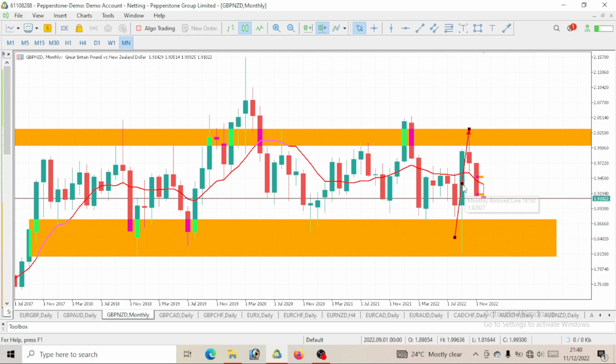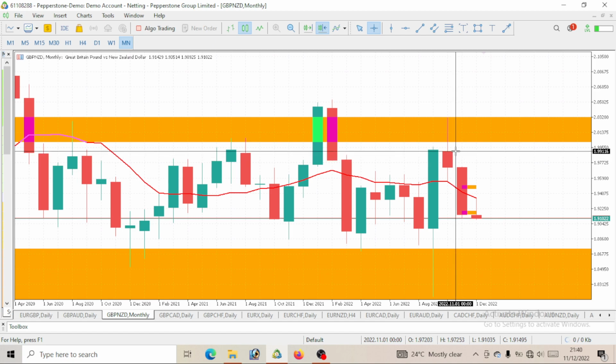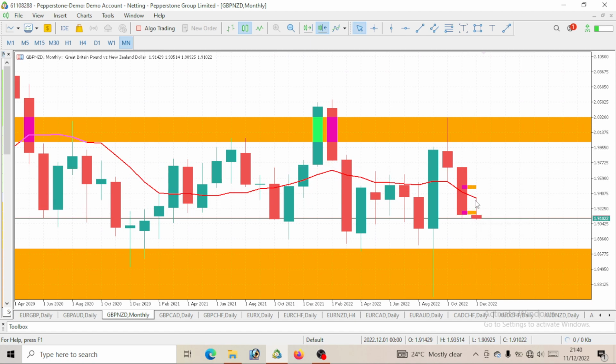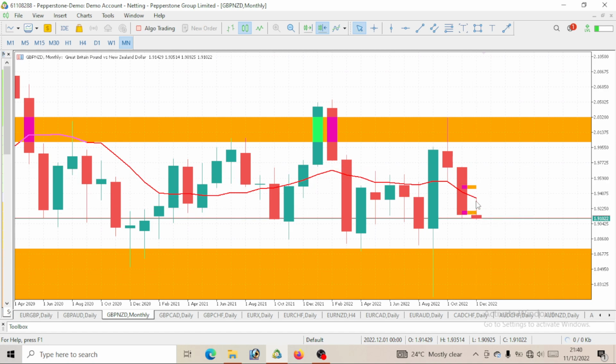Now, this is the month of October on GBP New Zealand. We see it here. This is 10, right? The month of October, we actually opened and closed bearish, right? Price gave us a bearish move on GBP New Zealand dollar. If we take a look at the month of November, you can see we also had a bearish move. I think price gave us more than 500 pips, close to 600 pips. We made about 500 pips on GBP New Zealand dollar last month, which is November.